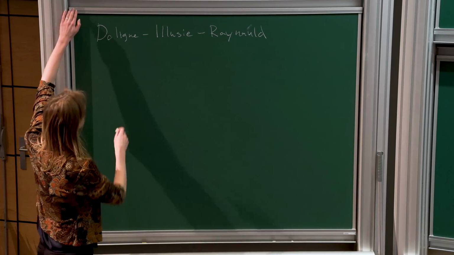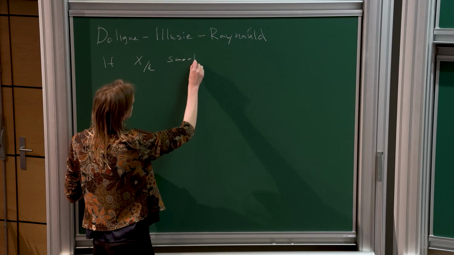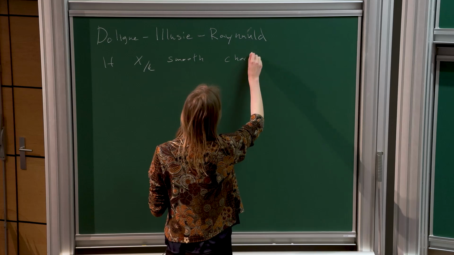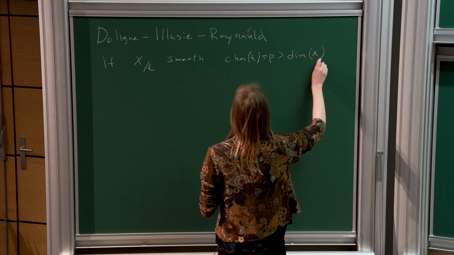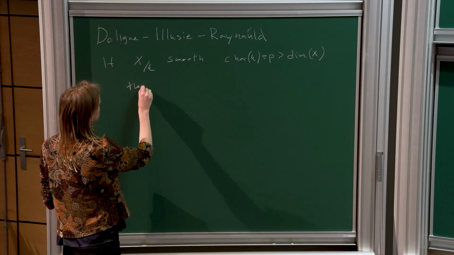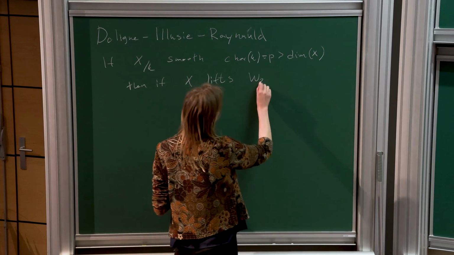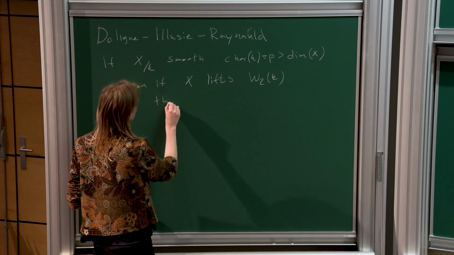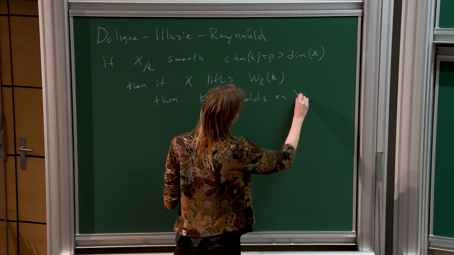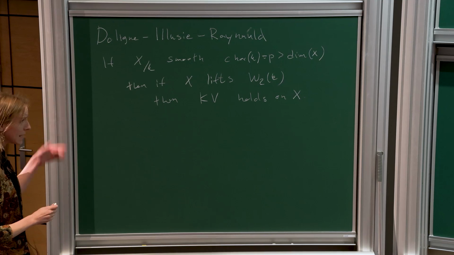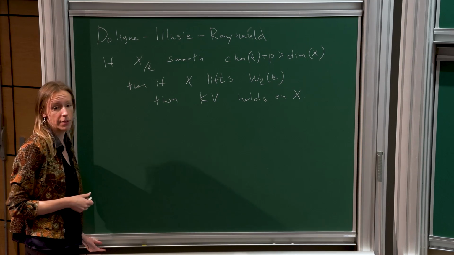Okay. So if X over k is smooth and the characteristic of k is p, which is greater than the dimension of X, then if X lifts to W_2(k), then the Kodaira vanishing theorem holds on X. And there is also a boundary version of this, which allows you to discuss the Kawamata-Viehweg vanishing theorem.